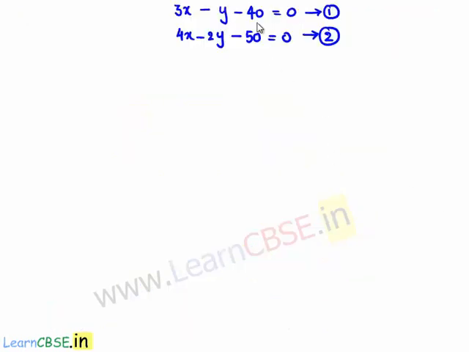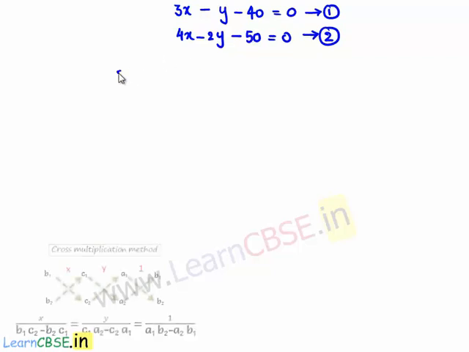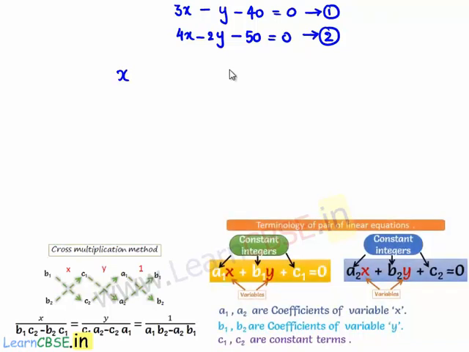In order to solve these equations by the cross multiplication method, first we need to draw a diagram, so that we must write first x, y and 1 like this. First write the coefficients of y, that is minus 1 and minus 2, the constants minus 40 and minus 50, the coefficients of x, 3 and 4, again the coefficients of y, minus 1 and minus 2.